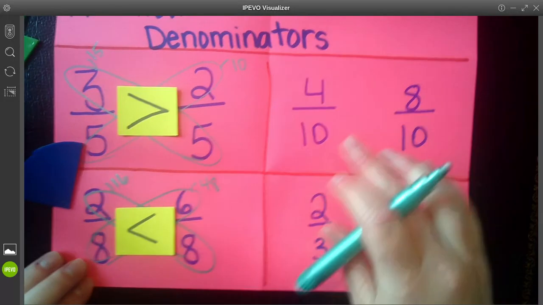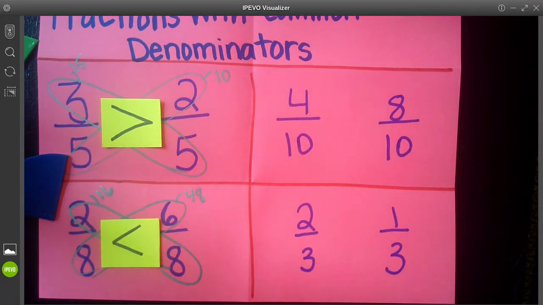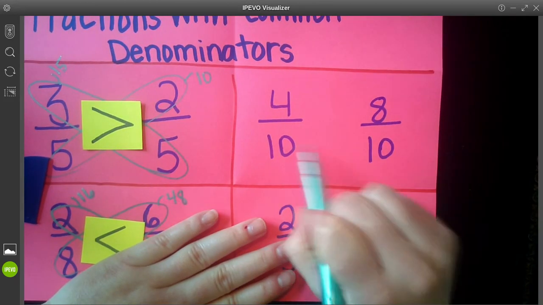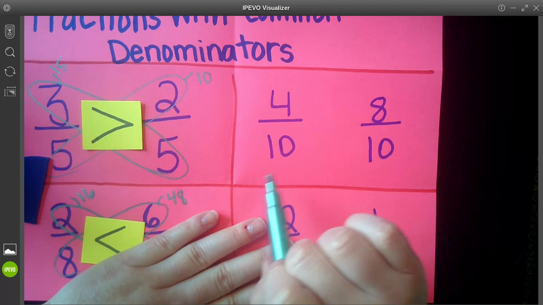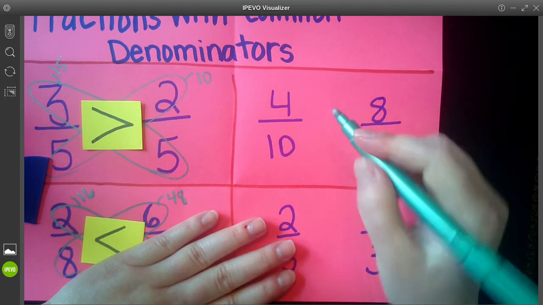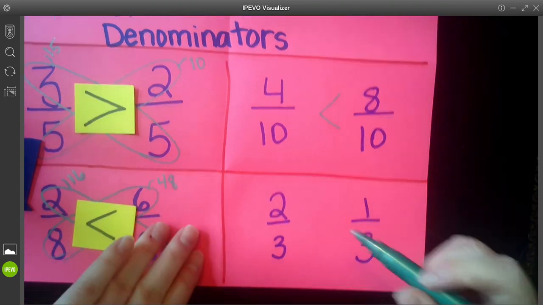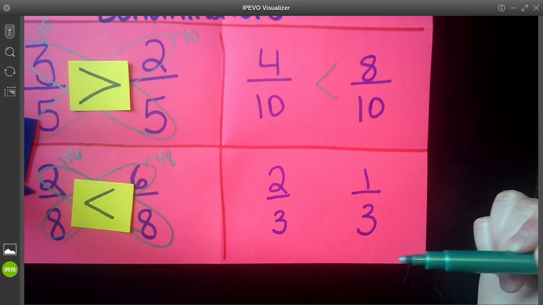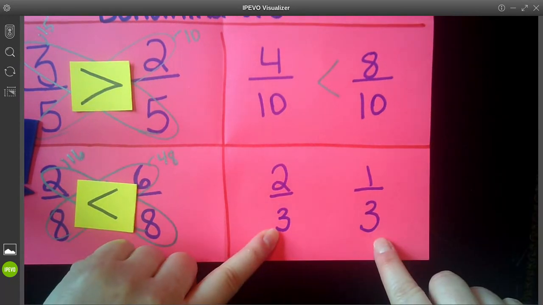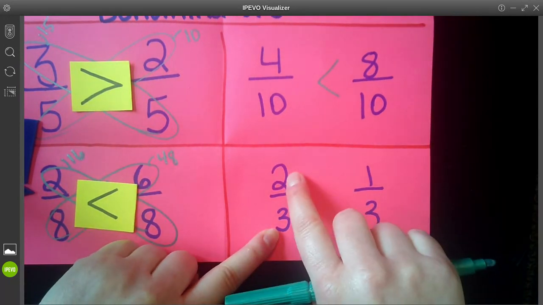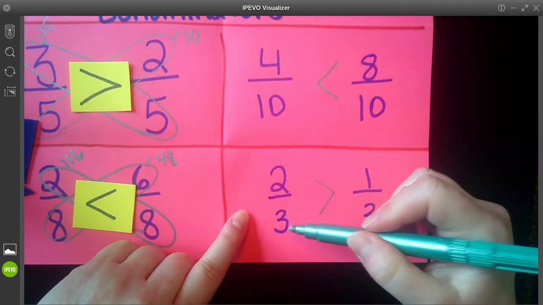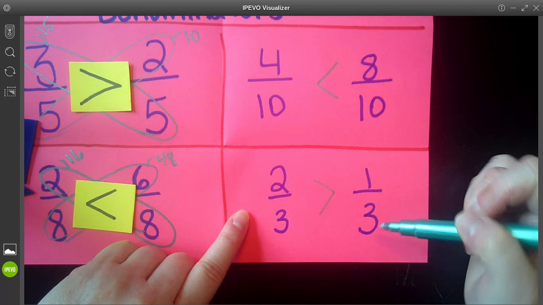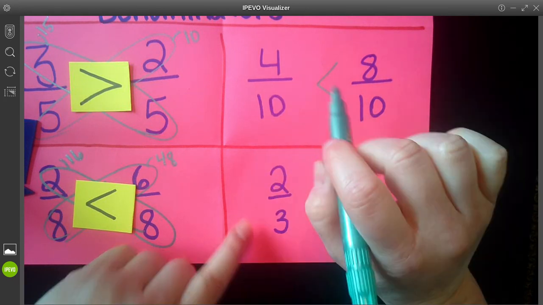Okay, let's take a look at 4/10 and 8/10. If they're both the same size pieces, they're both tenths. Would you rather have 4? Would you rather have 8? Obviously 8. Okay. What if I have 2/3 and 1/3? They're both thirds, so the pieces are the same. So I'd want 2 instead of 1 if I want it to be bigger. Okay, so I can say that 2/3 is greater than 1/3, where here 4/10 was less than 8/10.